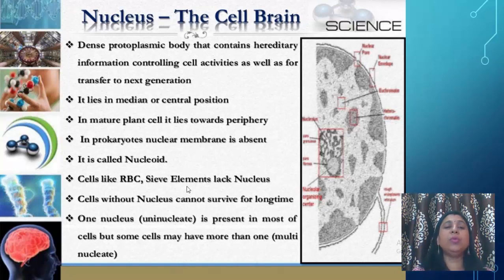In prokaryotes, nuclear membrane is absent and it is known as nucleoid. Cells like RBC and sieve elements lack a nucleus. Cells without nucleus cannot survive for a long time. One nucleus is present in most of the cells, but some cells may have more than one nucleus. That means cells can be uninucleate or multinucleate.